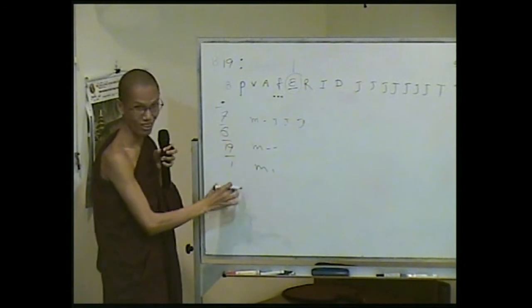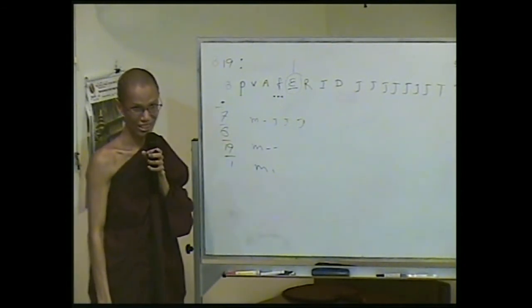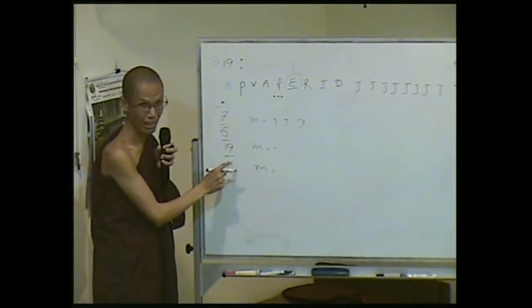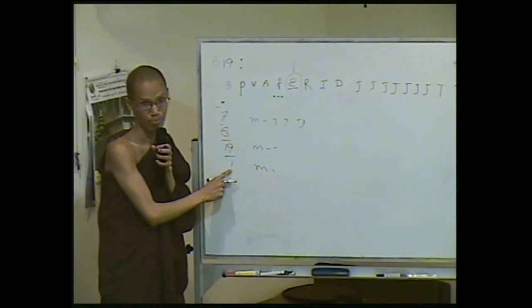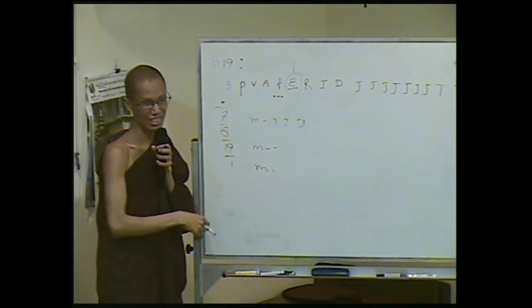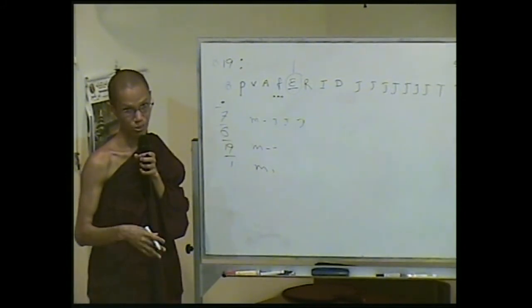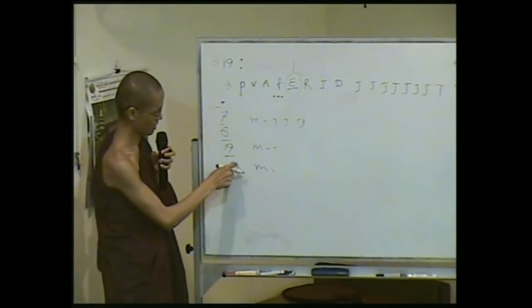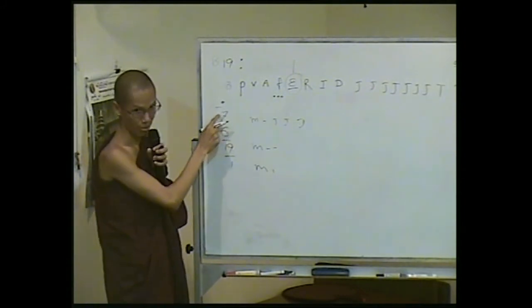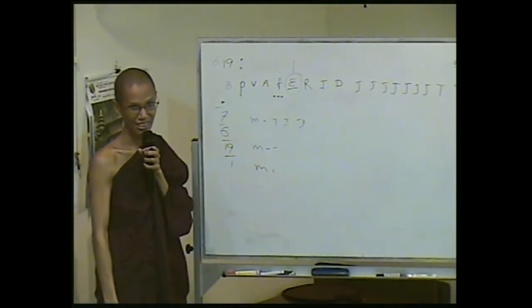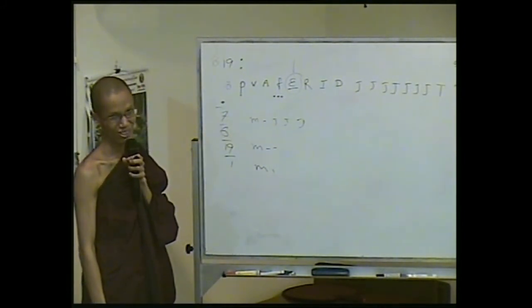This cetasikas is always there. Some cetasikas may or may not be there, for example, wisdom. Our rebirth consciousness, sandhi, may be associated with wisdom or may not. There may be differences, but these seven are surely the same. What do you want to say?